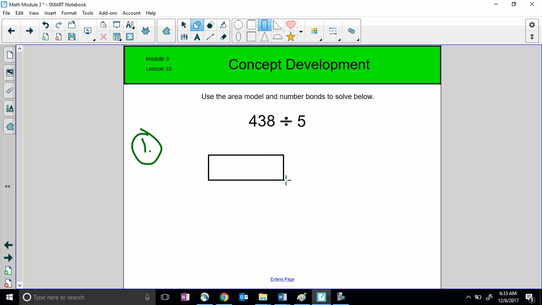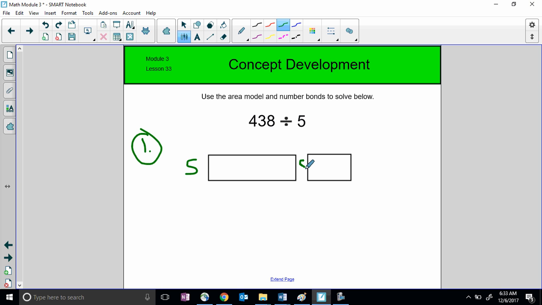Set up your area model. You'll need 2 boxes. And I'll tell you at least the 5 goes here and here. You have to figure out what goes on the inside.